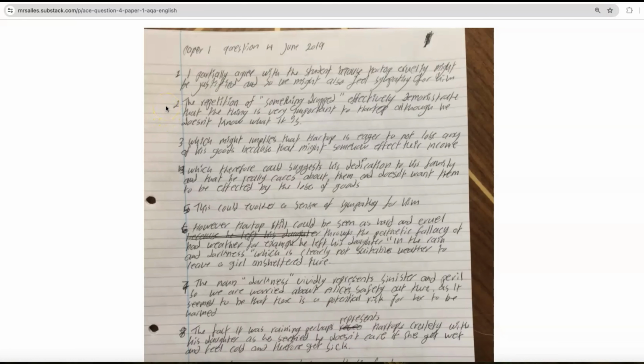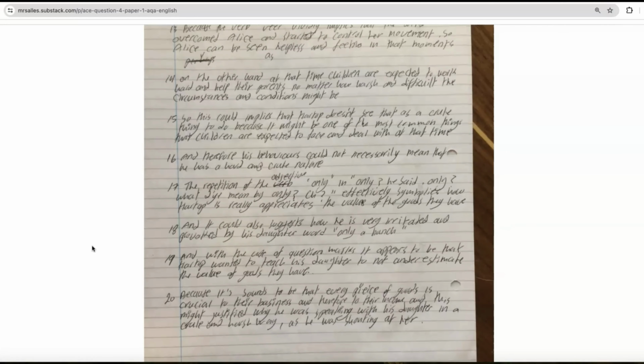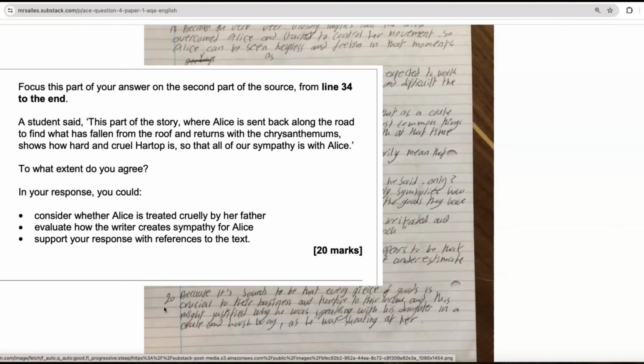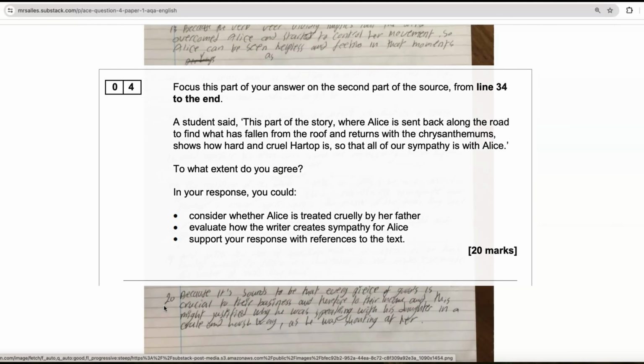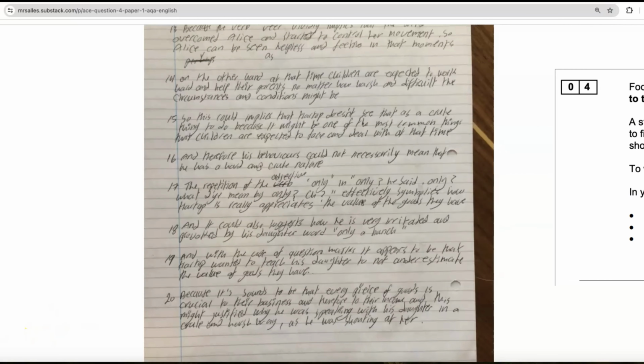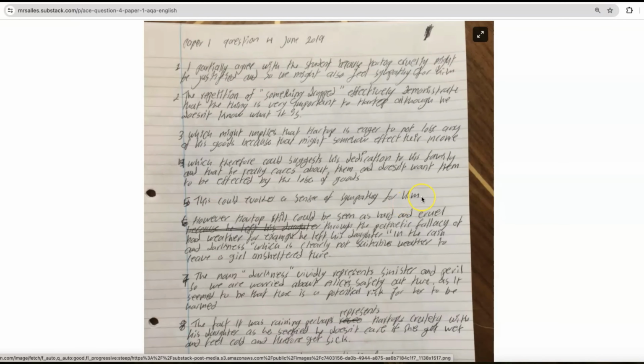So the most important feature is that in your exam practice, you write your explanations on separate lines like this student has done, and you also number them. Why? Because the number of explanations should match the number of marks in the question. So this student has written 20 points because they're doing question 4 of paper 1, 20 explanations because there are 20 marks.